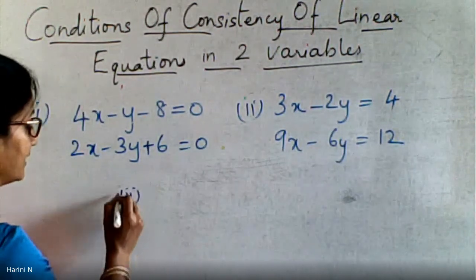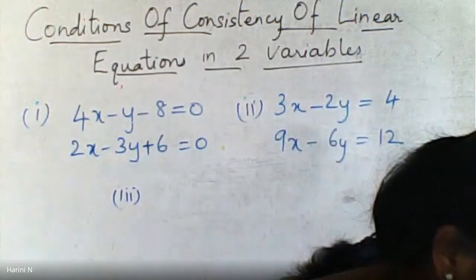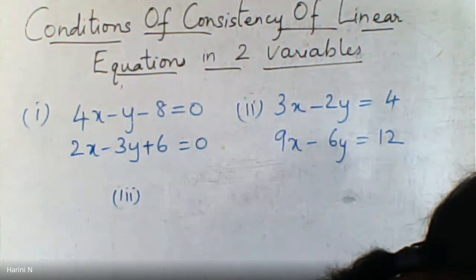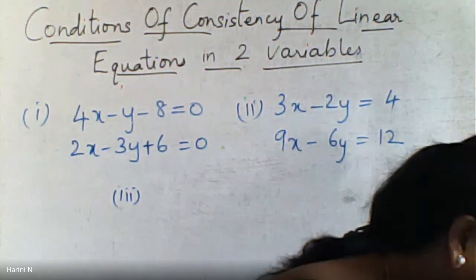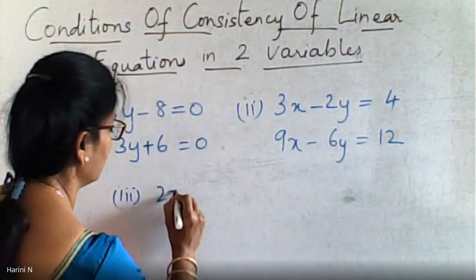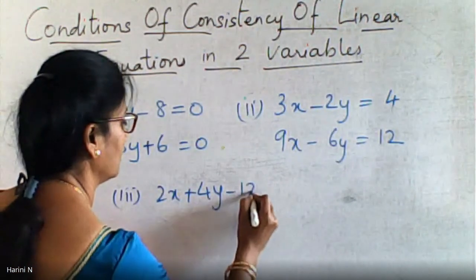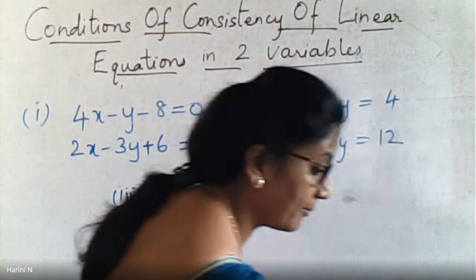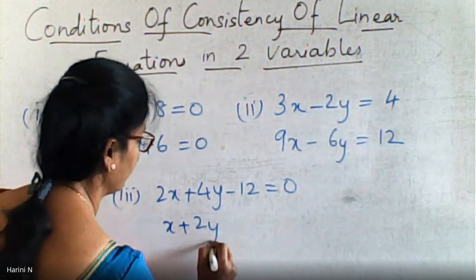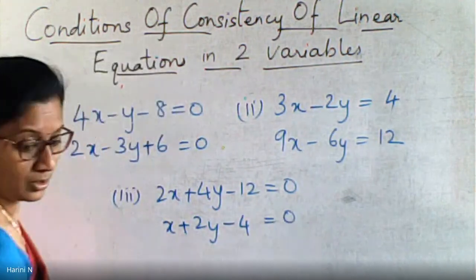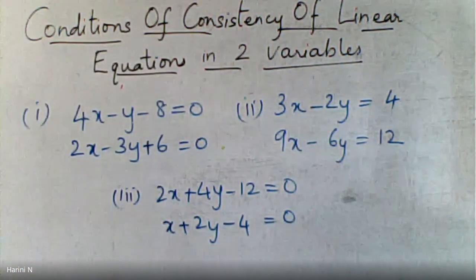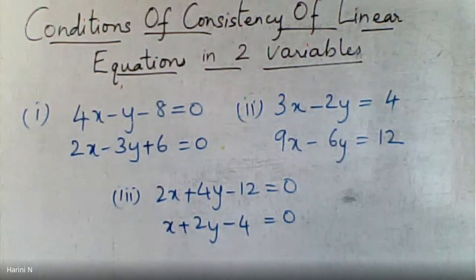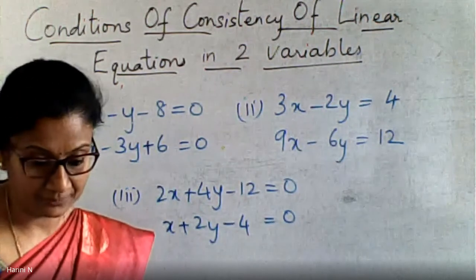And the third set, 2x plus 4y minus 12 equals 0, and x plus 2y minus 4 equals 0. So these are the three sets of equations for which you should be able to graph the equations and also tell me what kind of lines you are getting. Any doubts?